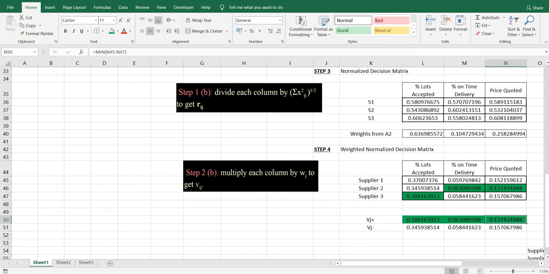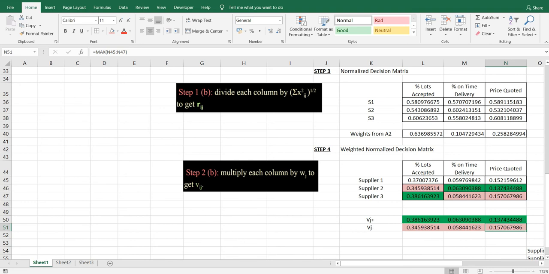Now secondly, we have to see which is the worst value column wise. In the first case, the worst value is this, represented by a red color, which is written over here, right? In the second column, the least value is 0.0584, which is written over here. In the third case, the highest value is 157. So this is written over here. Okay. So in this way we have identified Vj plus and Vj minus.